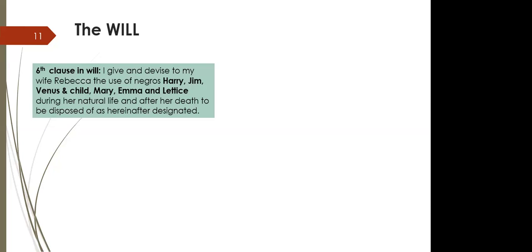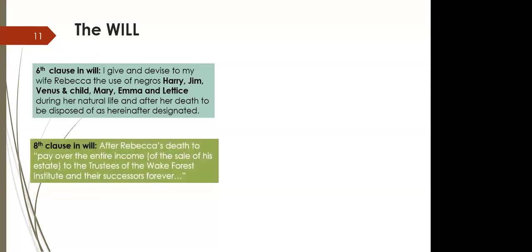1835 will. You do not see a Joseph, just make note of that. So he says, as hereinafter designated. In the 8th clause, he says, after Rebecca's death, that his administrator is to pay over the entire income of the sale of his estate to the trustees of the Wake Forest Institute and their successors forever. So that was the deal.